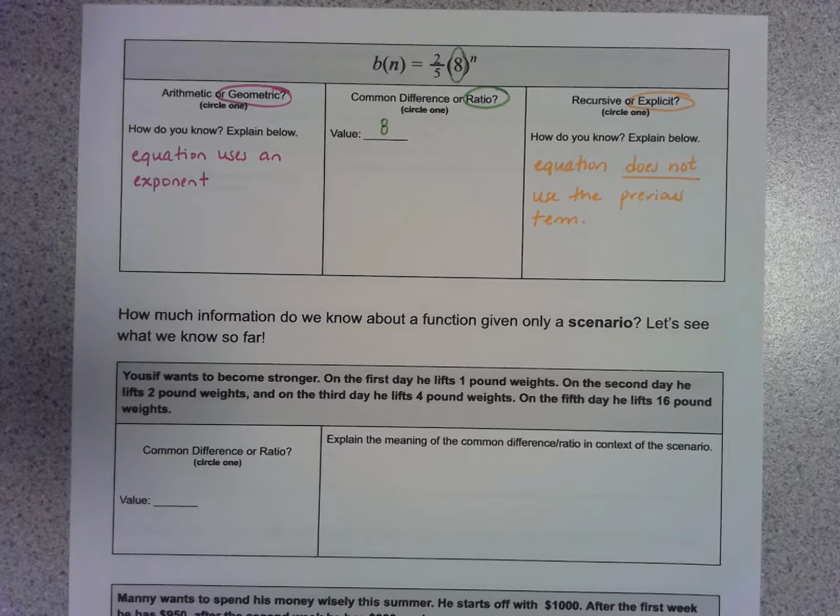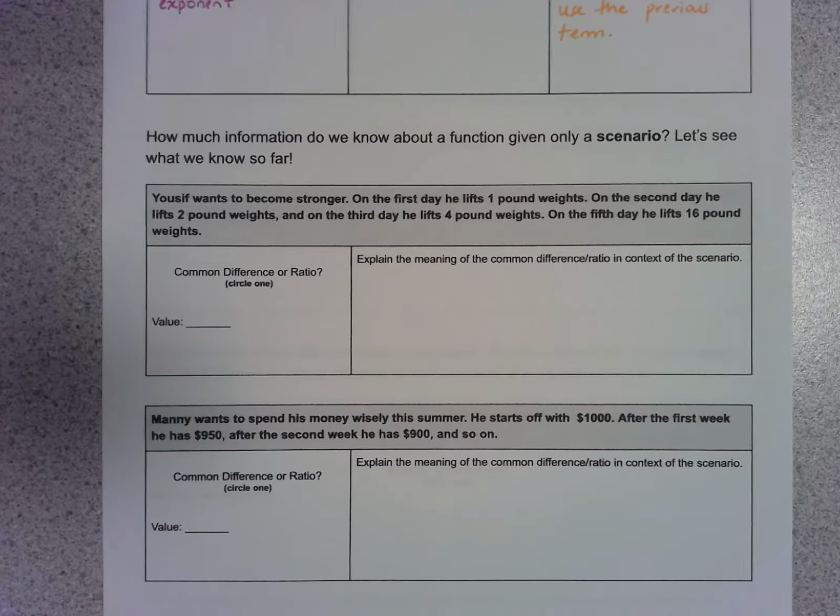Now, in addition to being able to really know a lot about a pattern based on an equation, we need to be able to know a lot about a pattern based on a scenario. So let's see what we know so far. Yusuf wants to become stronger. On the first day, he lifts 1 pound weights. On the second day, he lifts 2 pound weights. And on the third day, he lifts 4 pound weights. On the fifth day, he lifts 16 pound weights. Is there a common difference or a common ratio here? And we should explain the meaning in the context of the scenario.